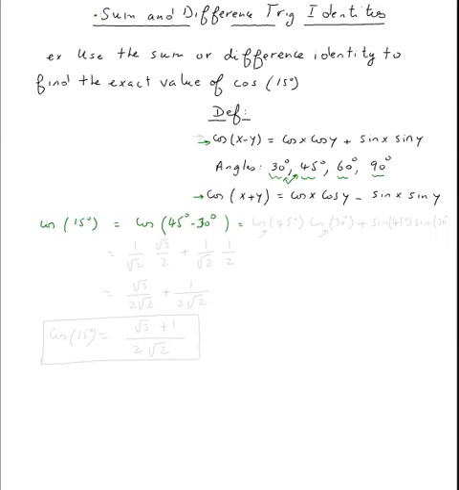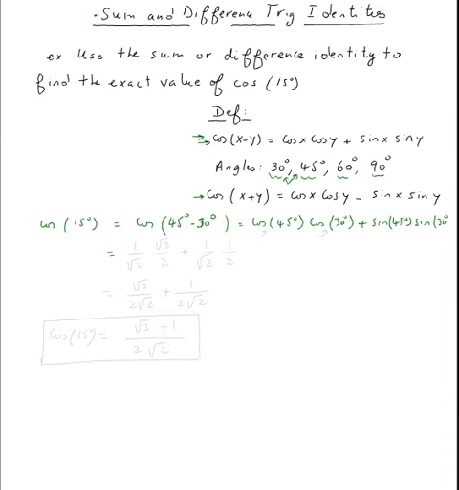Well, let's do 45 minus 30 degrees. So we're going to use this identity. It's going to be cosine of x, which means cosine of 45 degrees, times cosine of y, which means cosine of 30 degrees, plus sine of x, which means sine of 45, times sine of y, which means sine of 30 degrees.